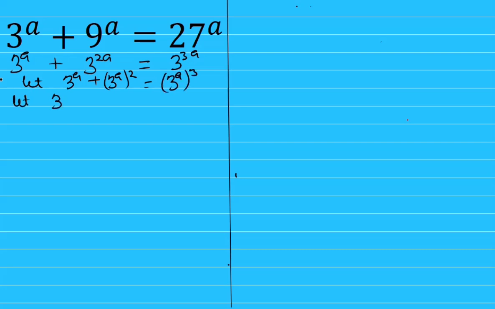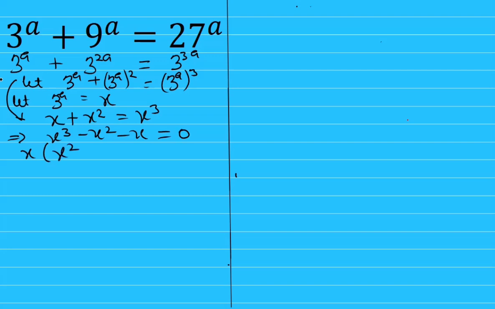Now let 3^a equal a single variable x. By so doing, we can write this as x plus x squared equals x cubed. Now we can rewrite this equation to have x cubed minus x squared minus x equal to 0. Then x is common, so let's bring x out. You are left with x squared minus x minus 1 equals 0.